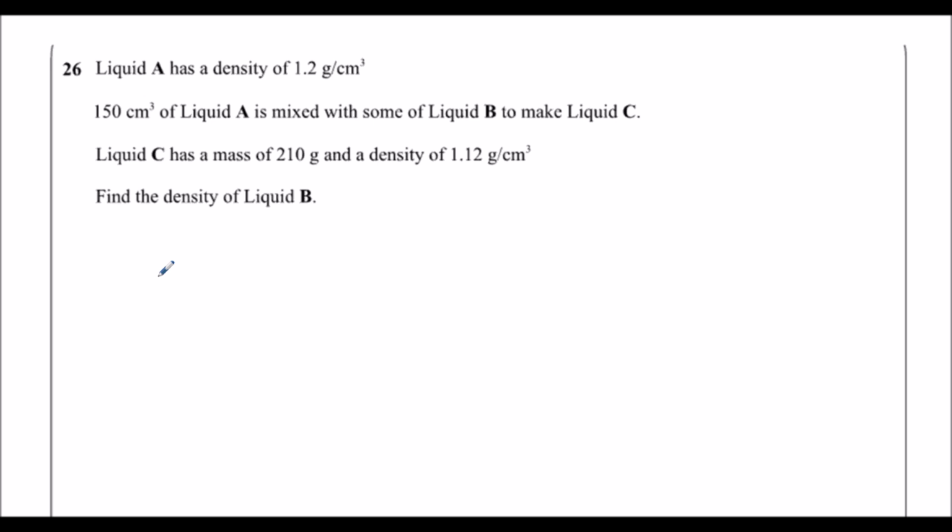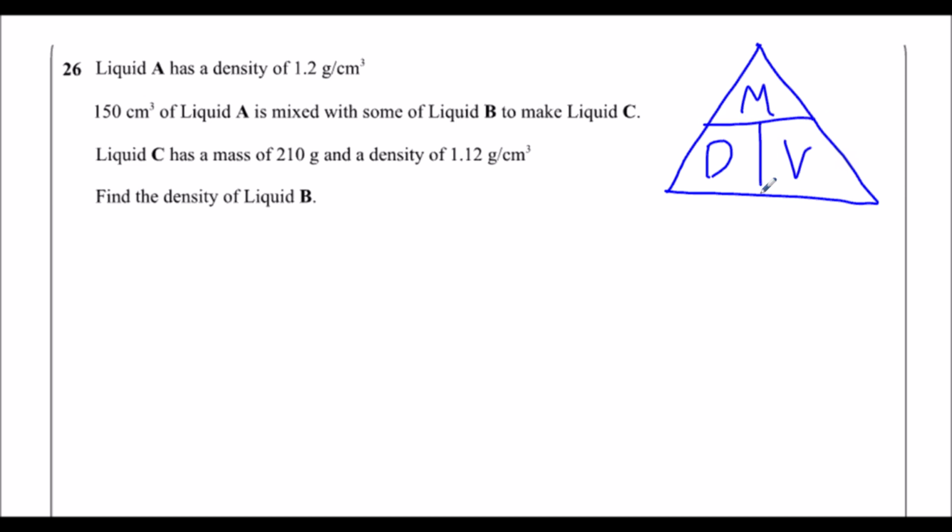Question 26. Liquid A has a density of 1.2 grams per centimeter cubed. 150 centimeters cubed of liquid A is mixed with some of liquid B to make liquid C. And liquid C has a mass of 210 grams and a density of 1.12 grams per centimeter cubed. Find the density of B. So for density, we need to know that density is mass over volume, or we have to remember this triangle.